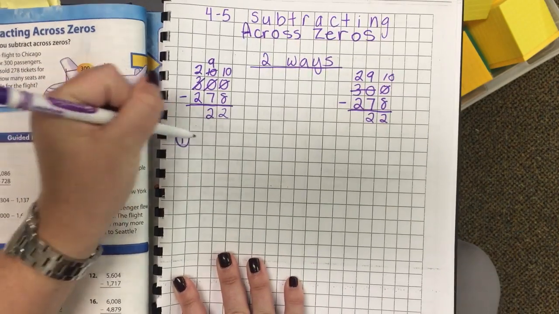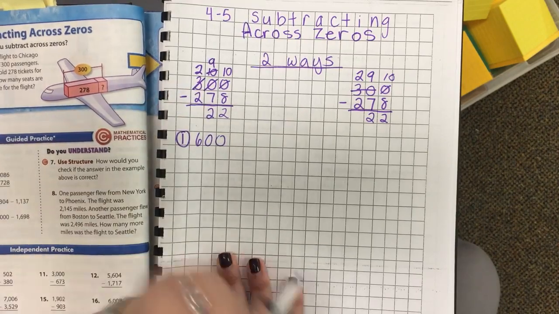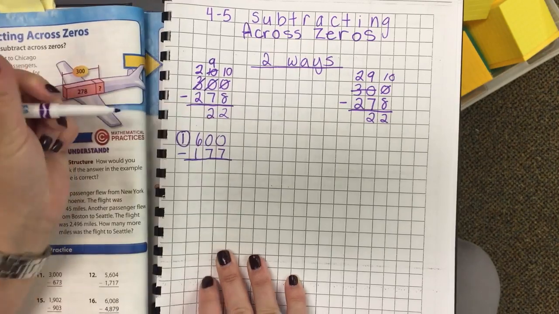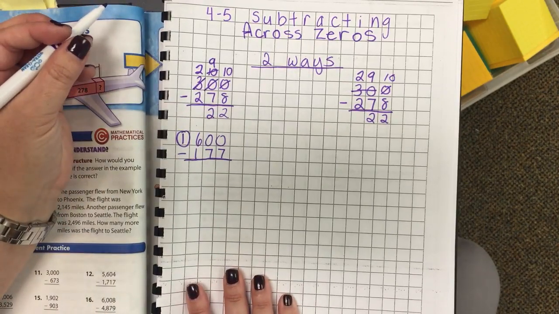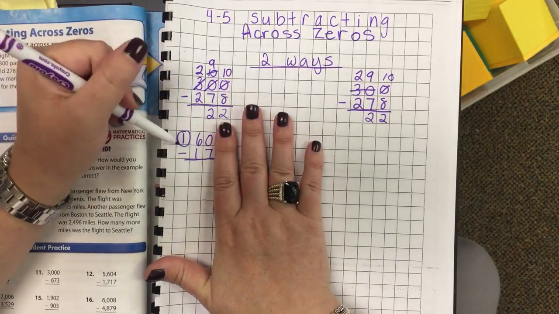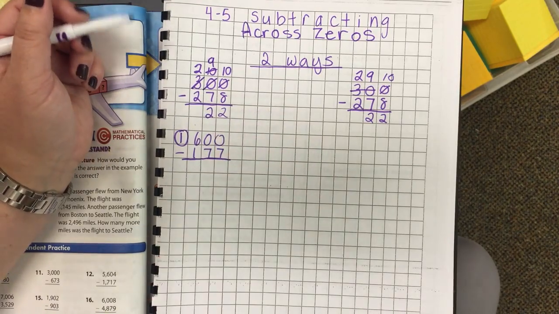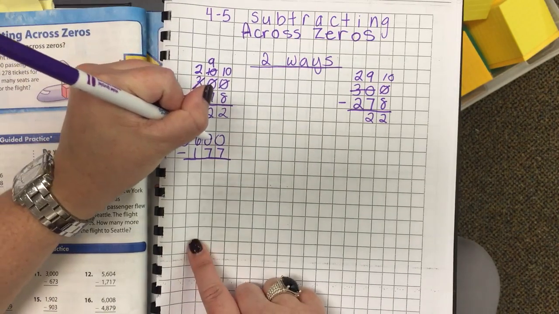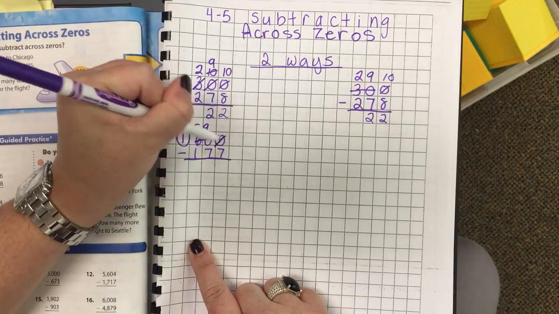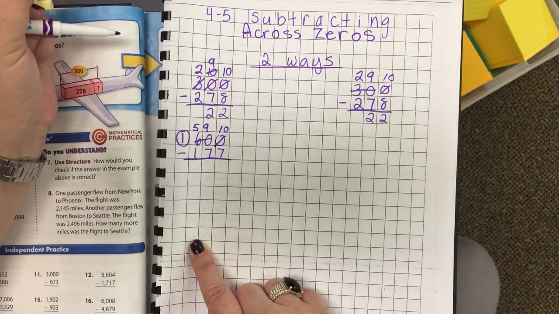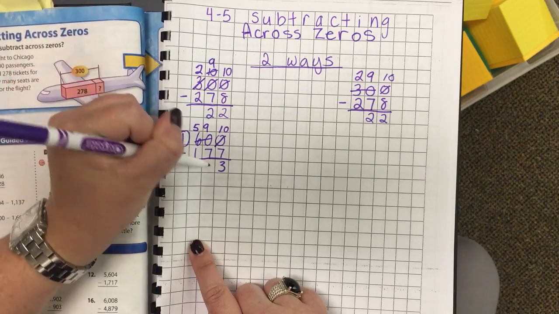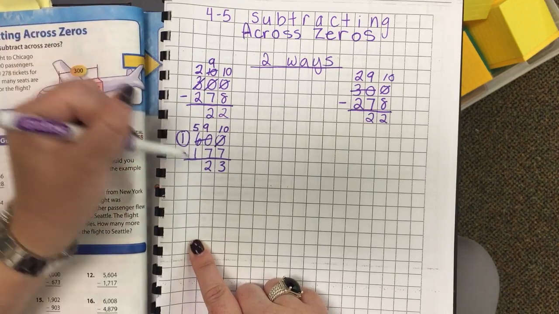Number 1. 600 minus 177. So let's try boxing it out. What if I just looked at it as a 60? If I take 1 away from 60, what do I have? 59. So I'm going to cross off that 60 and I'm going to make it 59. Now this 0 here becomes 10. 10 minus 7? 3. 9 minus 7? 2. 5 minus 1? 4. 423.